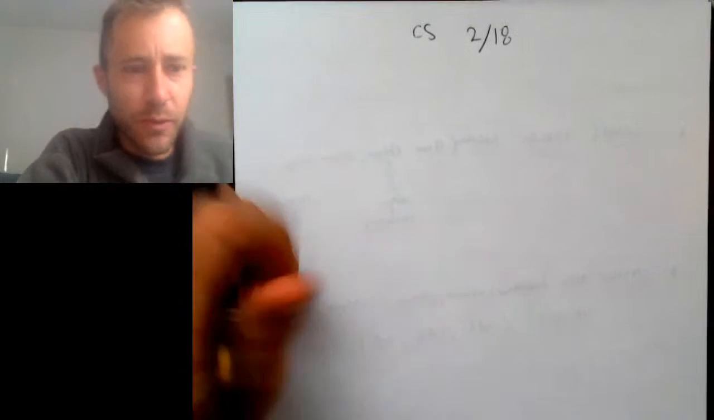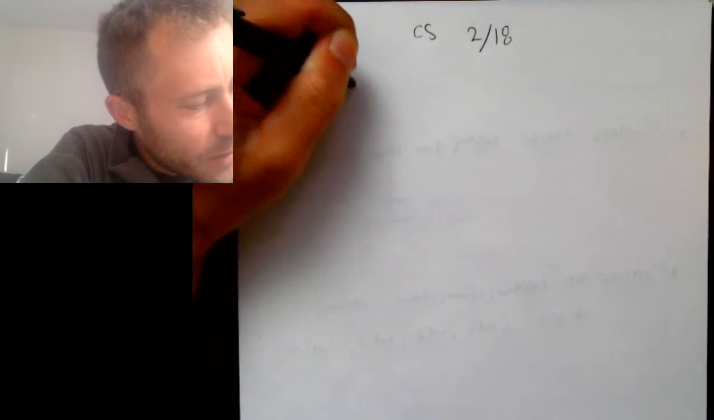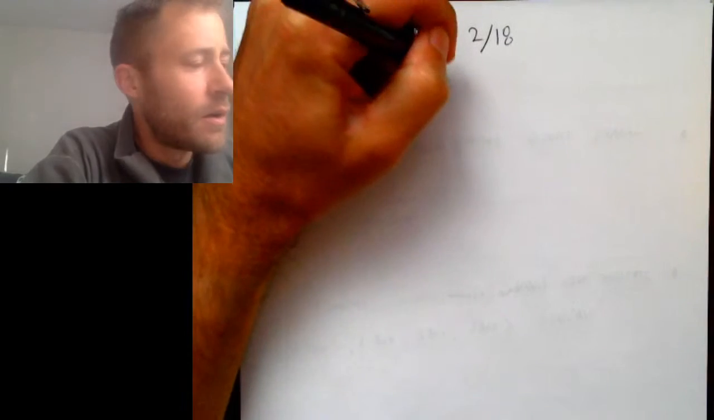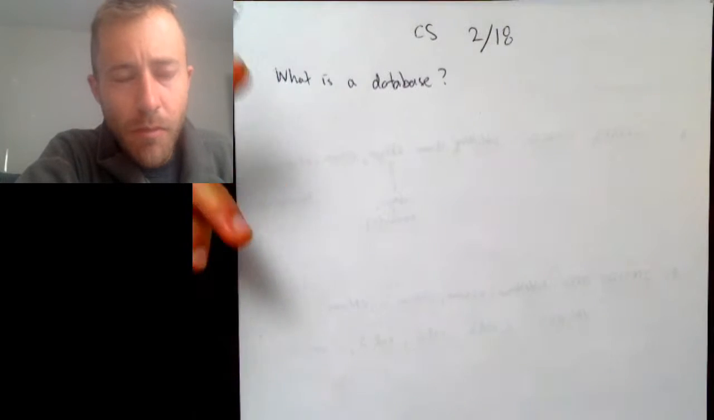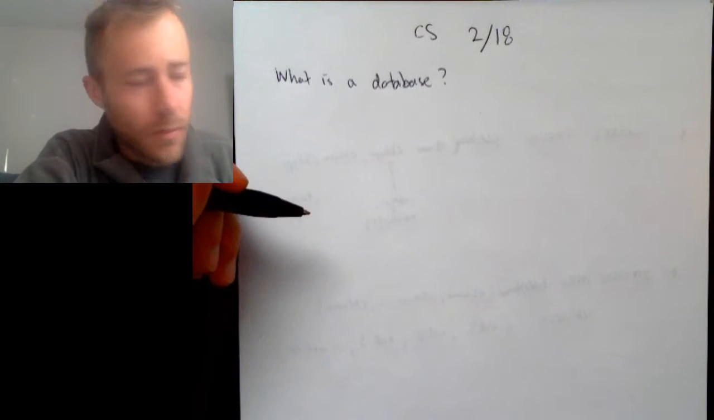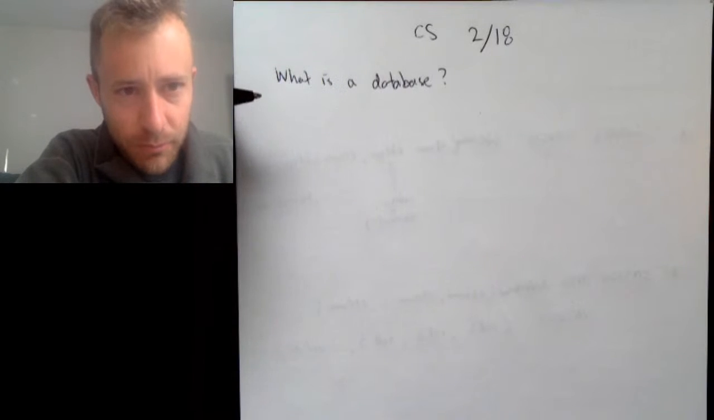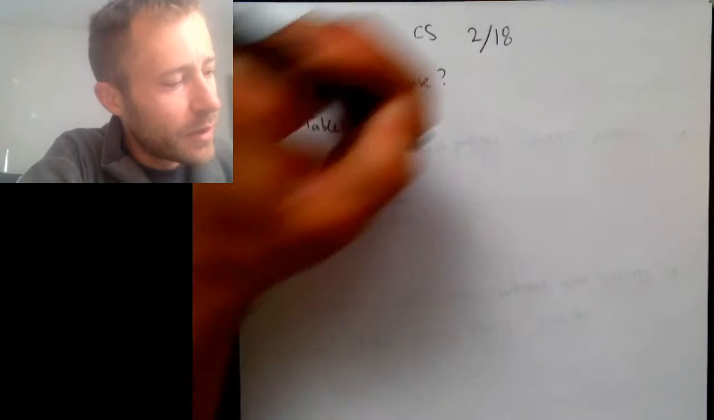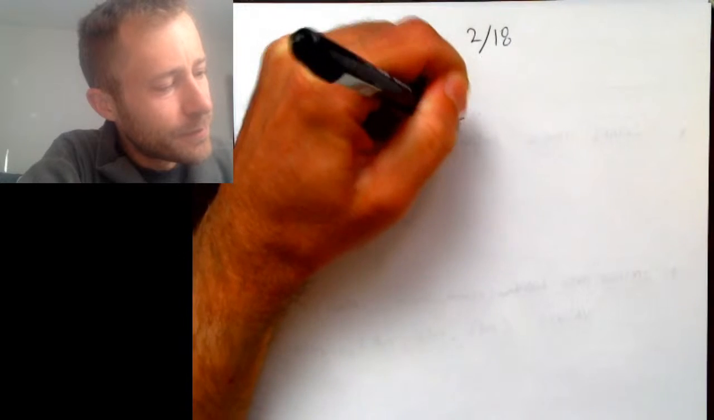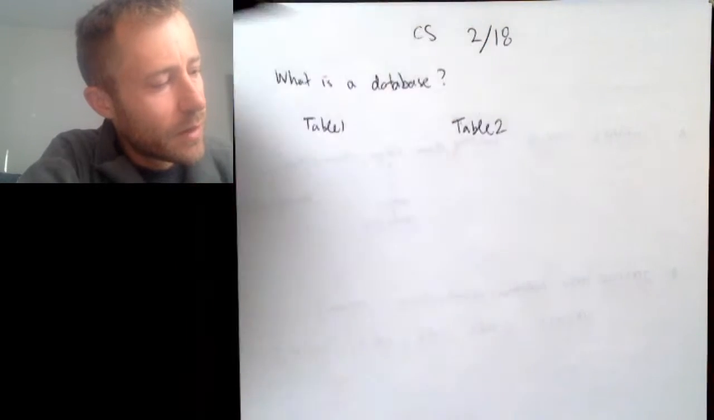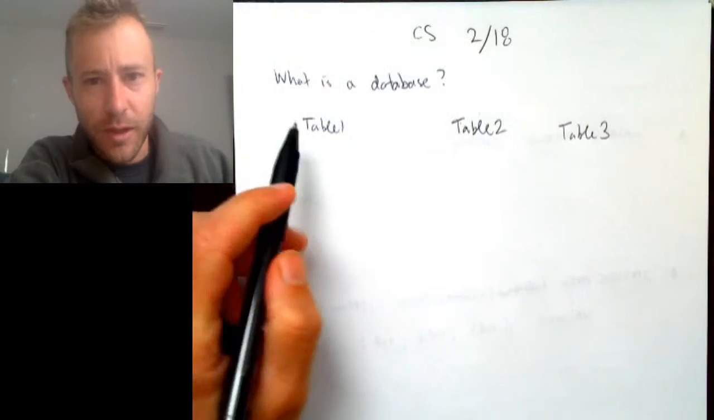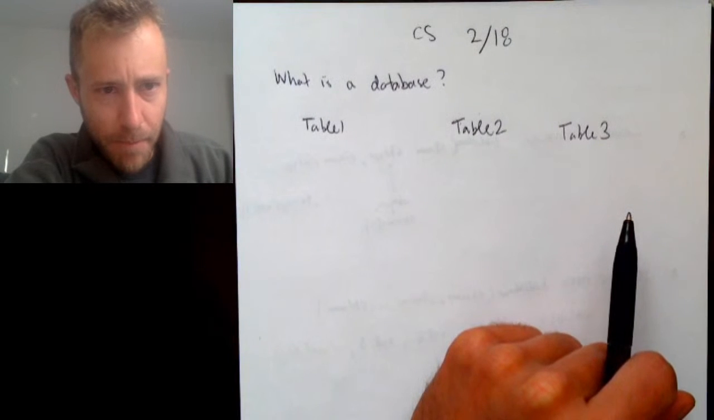So we're going to have a brief sort of paper part of this lesson. What is a database? Well, it's going to have one or more tables, okay? So you're going to have table 1, table 2, table 3. So the database has a bunch of tables, okay?